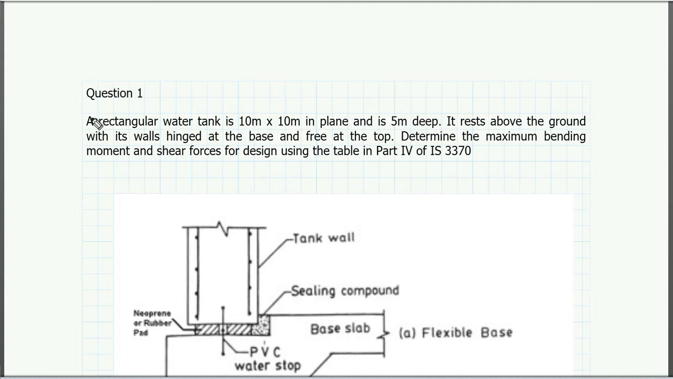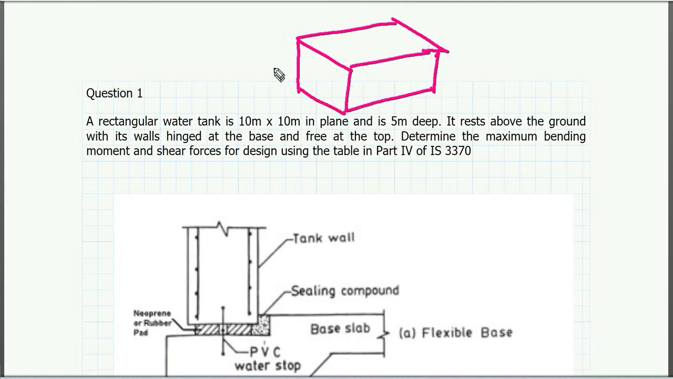So our problem statement is like this: a rectangular water tank of 10 meter into 10 meter in plan and 5 meter deep. So we have a water tank whose dimensions are 10 meter by 10 meter. So this is the water tank. We have this dimension as 10 meter, as well as this dimension as 10 meter, and the depth is 5 meter. Okay, so this is the dimension of the water tank.